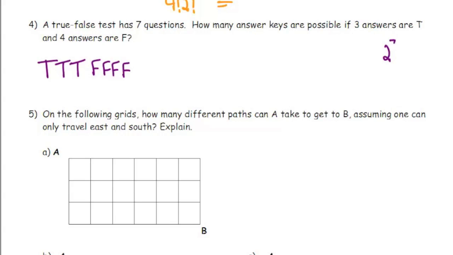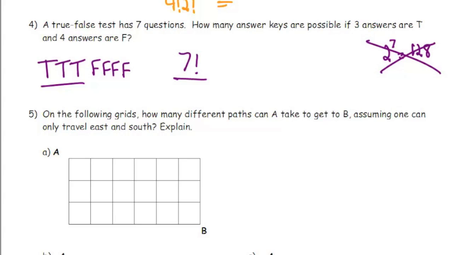So remember that if we were just looking for all the possible answer keys, well, that would just be, again, counting principle. There's 2 possibilities for the first, 2 for the second, 2 for the third, which just multiplies the other to the 7th, which would equal 128 possible answer keys. However, that's not what we're looking for.